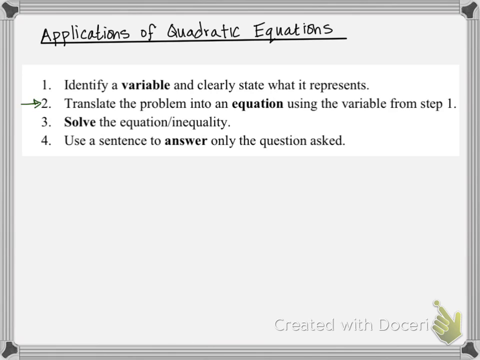So remember, we did all those problems like the perimeter of a rectangle is this and this, and we had to list our unknowns and assign one of them a variable. That was step 1, and then translate the problem into an equation using our variable, solve the equation, and then answer in a sentence. So those steps are exactly the same.